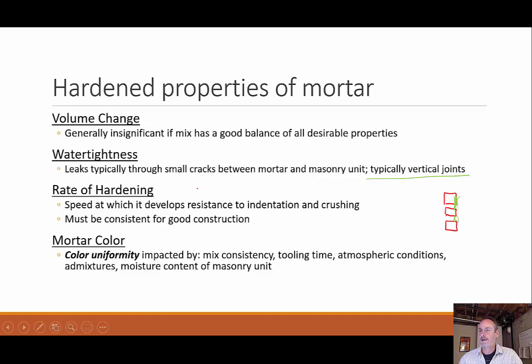We can look at the rate of hardening. And you can see this, the speed at which it develops resistance to indentation and crushing, or just how long it takes to fully set up. We can also look at the color, so uniformity of the color. If you have a brick wall, you want the mortar to be the same color throughout, right? And there's a lot of things that can impact it, like what the mix consistency is like, or tooling time, atmospheric conditions, if you have any admixtures, things like that.